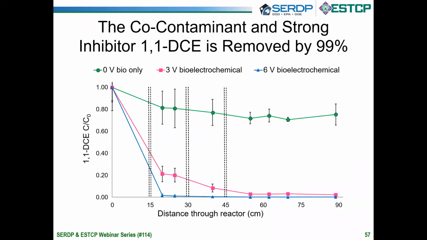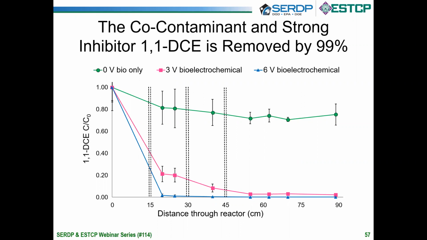Next, we're looking at the normalized concentration of 1,1-DCE as a function of distance through the reactor. We chose 1,1-DCE as a model chlorinated solvent here, again, because we do like challenges, and 1,1-DCE is the strongest known inhibitor of 1,4-dioxane biodegradation. And you can see that in the control experiment at 0 volts, we do have some losses of 1,1-DCE, but it remains in the column at pretty high concentration. So the influent concentration was 5 milligrams per liter.